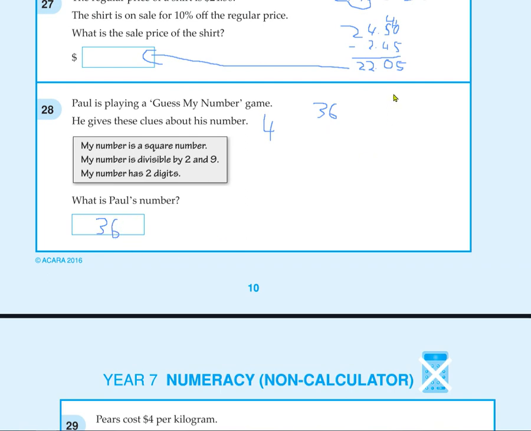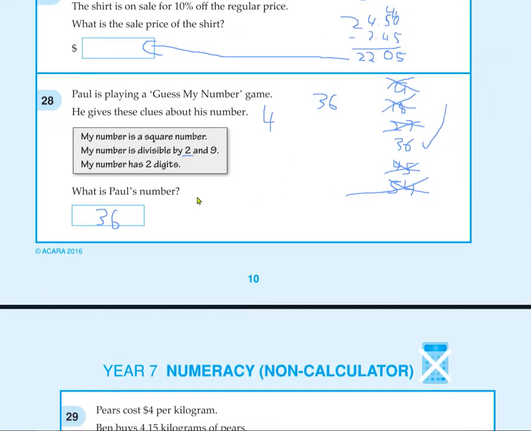You just have to go through your 9 times tables, I guess. 9, 18, 27, 36, 45, 54, as an example. To be divisible by 2, it means it has to end in an even number. So it crosses out that one, crosses out that one, crosses out that one. This is not a square number, and neither is that one. And this one is that easy. You should know that that's 6 times 6. That's what it means by square number.